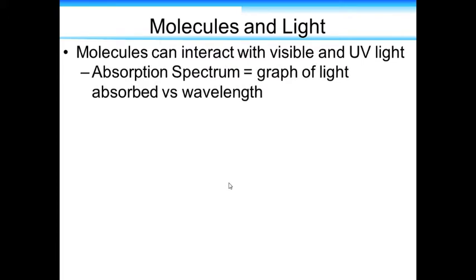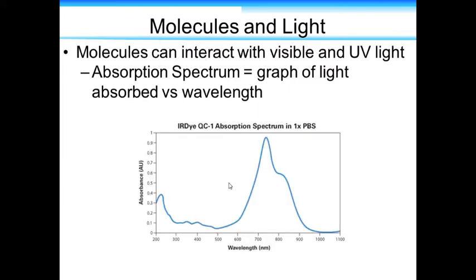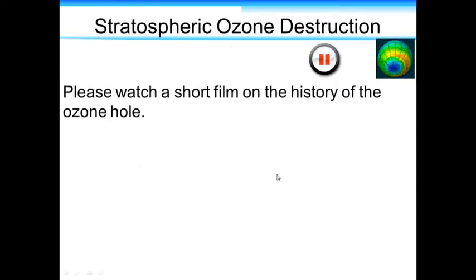An absorption spectrum is a graph of light absorbed versus wavelength. So it looks something like this. We'll look more at absorption in the greenhouse gases chapter. This is just showing the absorption spectrum of a colored dye. So this particular molecule that is acting as a dye tends to absorb light of this frequency. Let's now watch a short film on the history of the ozone hole.